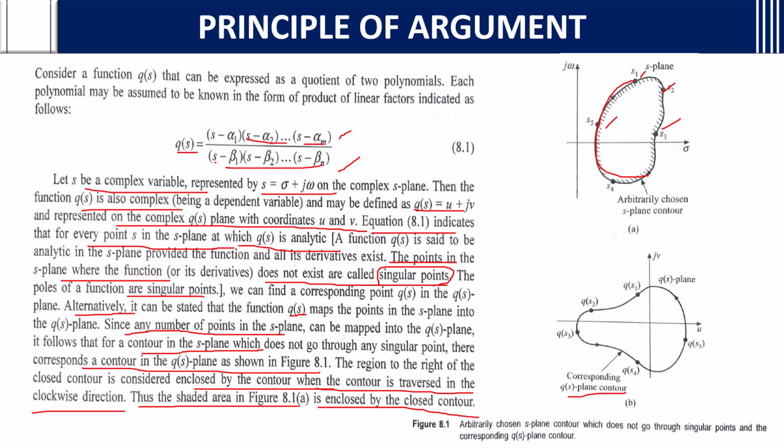Corresponding Q(s) plane contour is in the form of this. For this arbitrary s plane contour, this is the corresponding Q(s) plane contour.